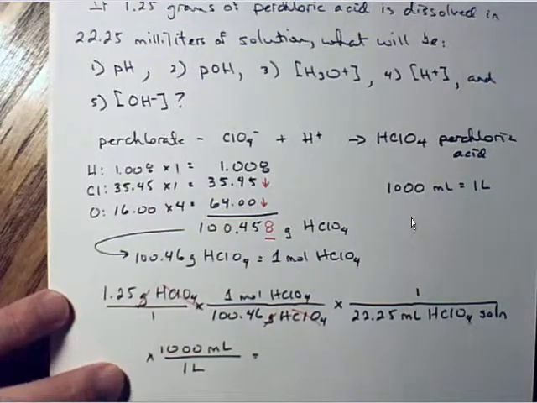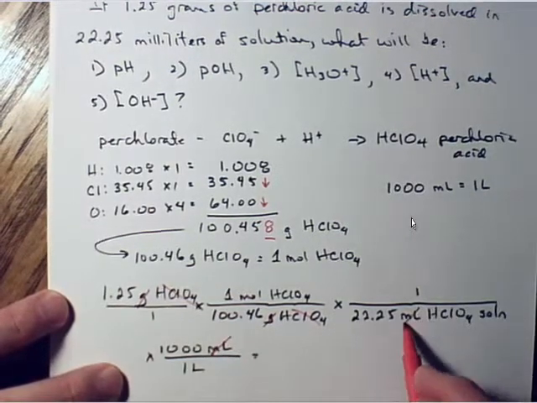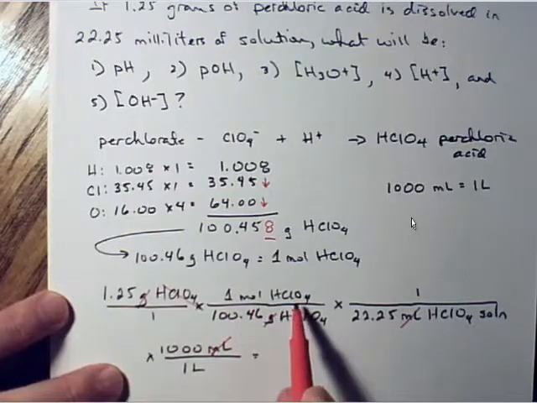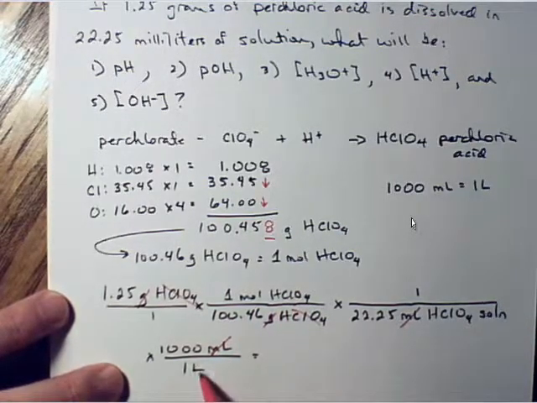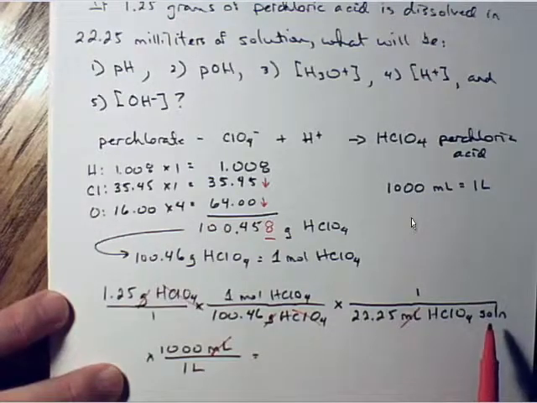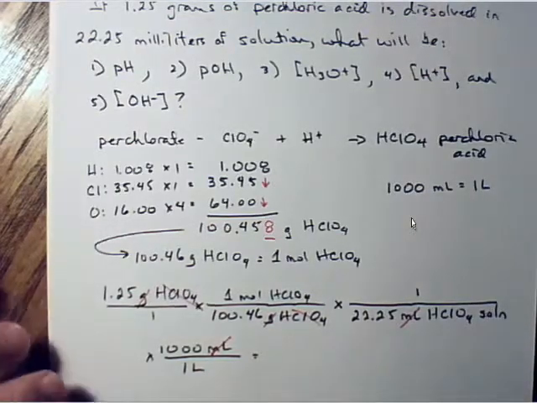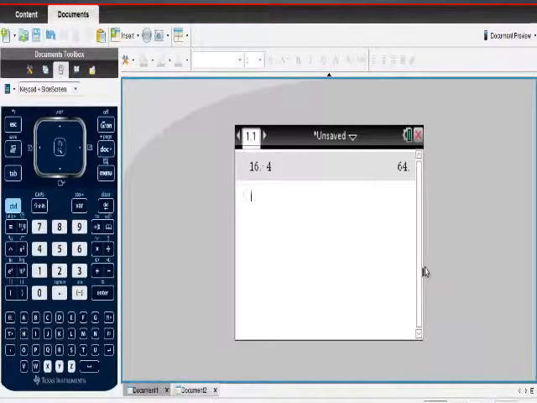Okay, that then allows us to cancel out milliliters, 1 on the top, 1 on the bottom. And when we're done, we have moles of solute, the perchloric acid, over liters of the perchloric acid solution. That's the molar concentration. So we're going to take the 1.25, and multiply it by 1,000. Hit enter, and then divide separately anything on the bottom.